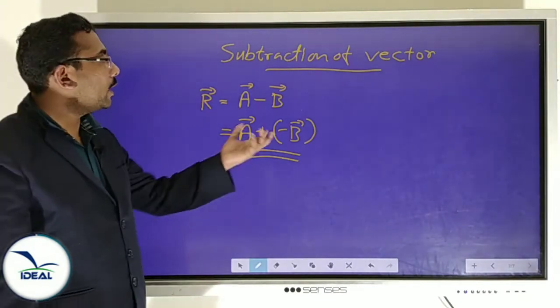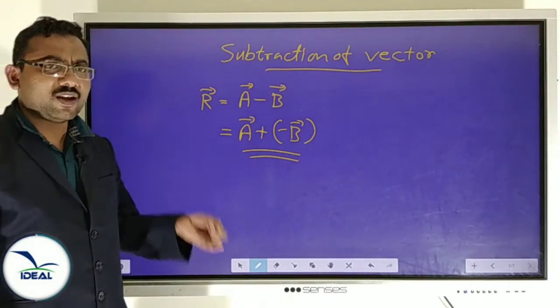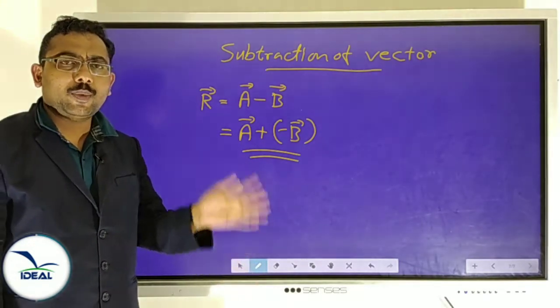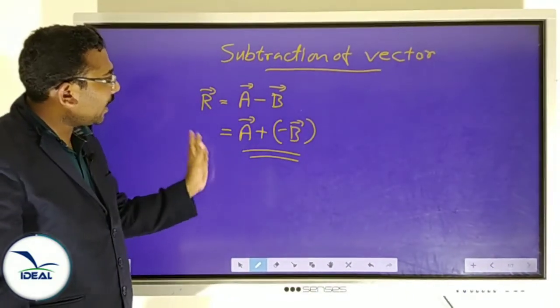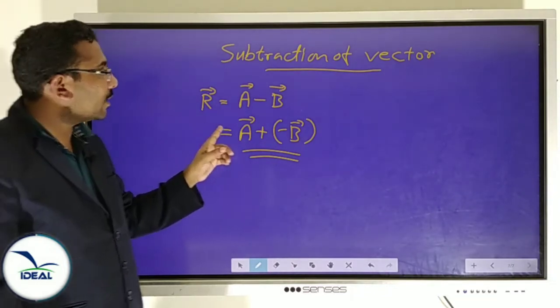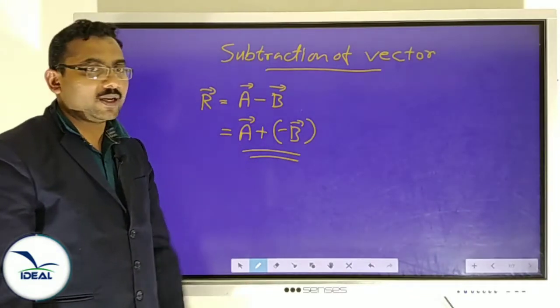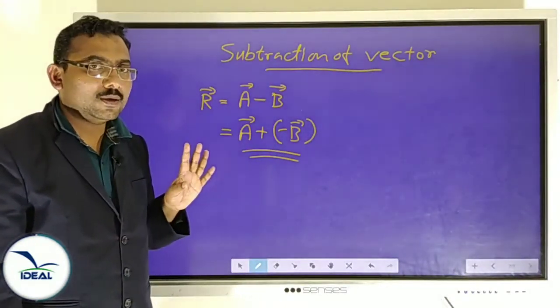You know how to add two vectors. You studied the addition of vectors, different methods: graphical method, analytical method, etc. In the graphical method, triangle law, parallelogram law, polygon law, etc. We can use any method and add the two vectors. What is the condition? Take the opposite vector of the second vector, also called a negative vector.